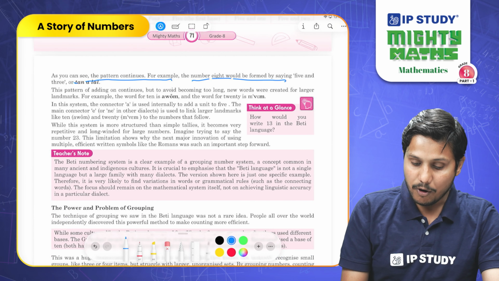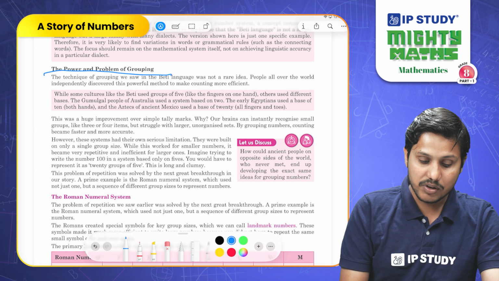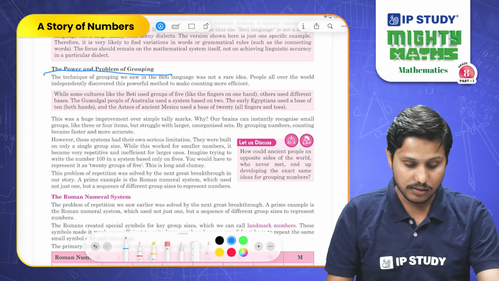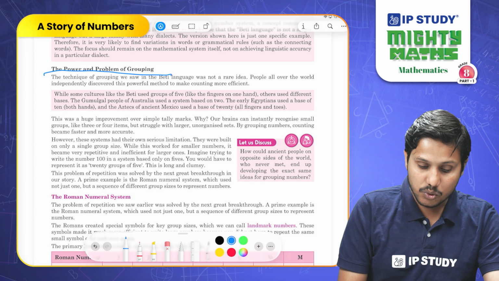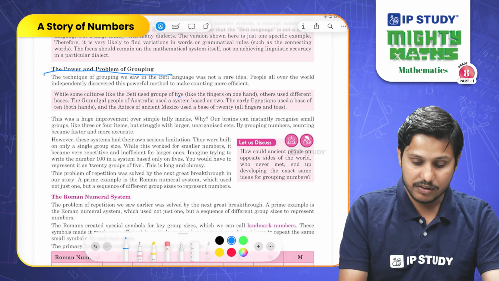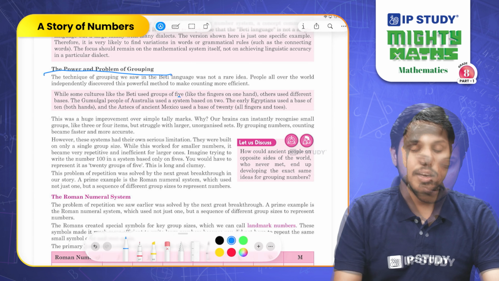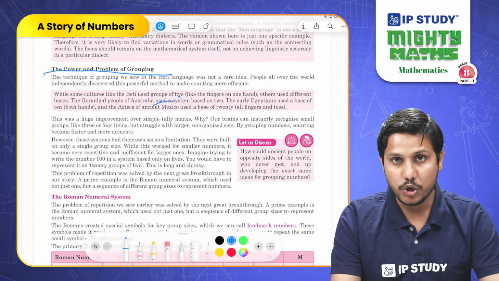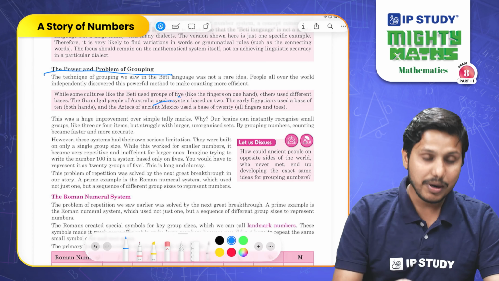Now, the power and problem of grouping. The technique of grouping we saw in the Beti language was not a rare idea. People all over the world independently discovered this powerful method, but they were different in different regions. While some cultures like the Beti use groups of 5s that we have discussed, others use different bases, like the Gumulgal people of Australia, who use a system based on 2 instead of 5. But it was the same: grouping the objects or grouping the numbers to form larger numbers.